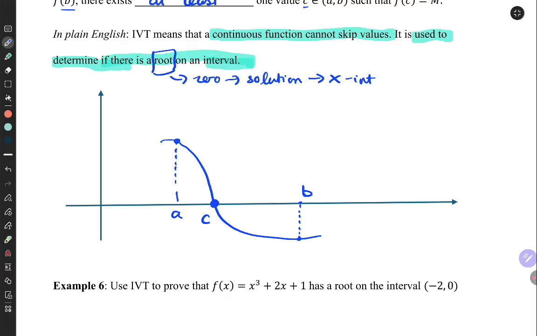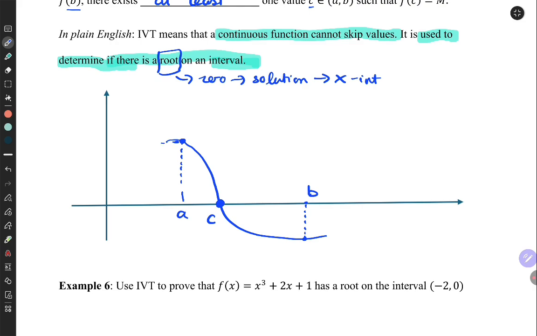Sorry, f of c is somewhere in the middle of the two. Yes, c is somewhere in the middle, correct? But I want you to focus on f of a right here and f of b right here. They are opposite. No matter what, you plug in the calculator, this f of a is a positive number, right? This f of b is a negative number. So that's why IVT comes in.